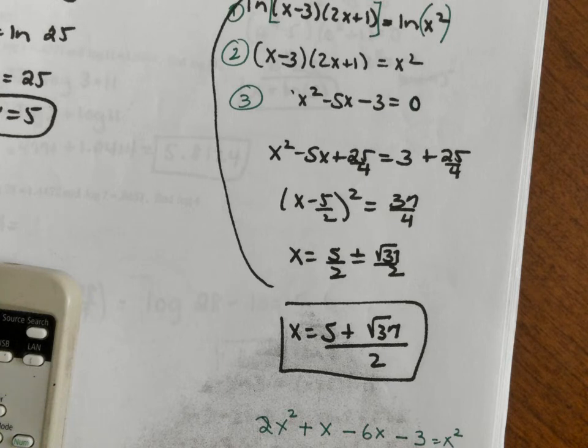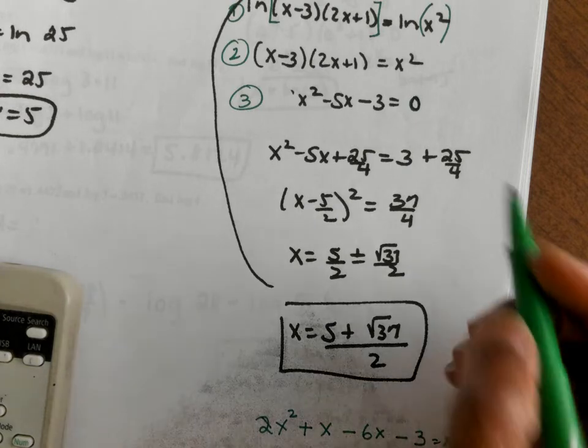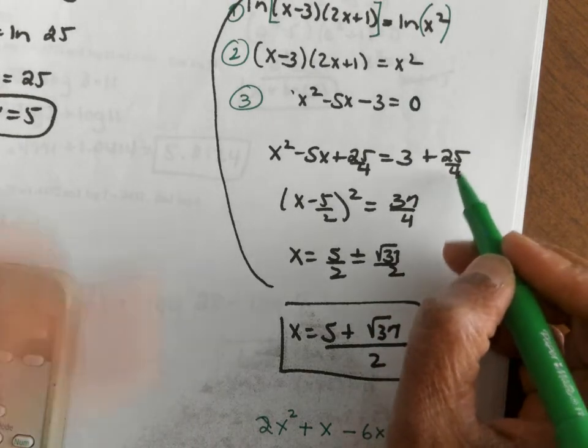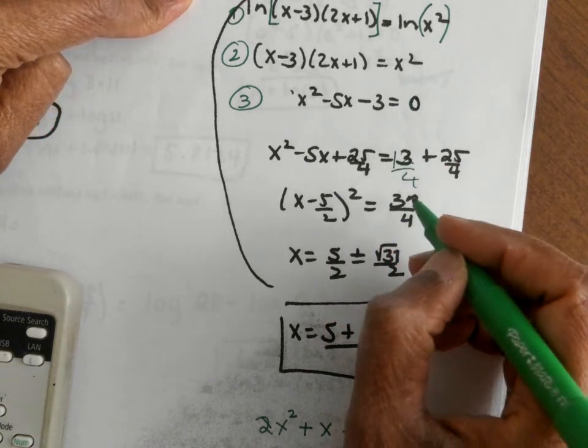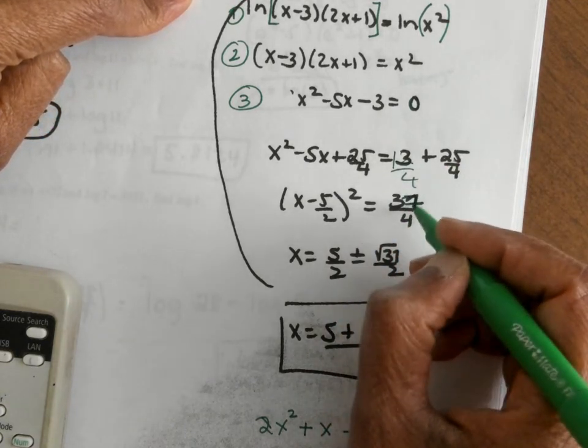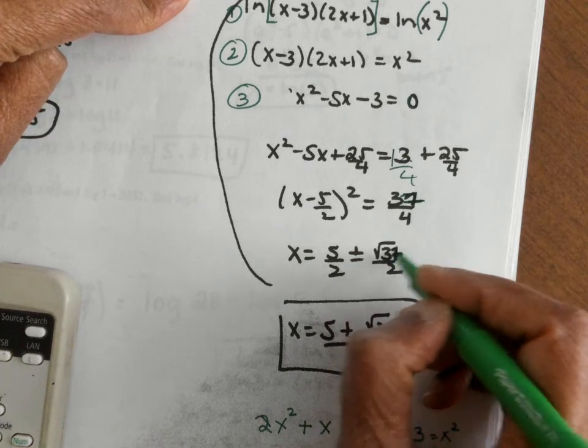Is that 37? 37, yes, this is 37, because by 4, right? So this becomes 12 by 4, so 12 plus 25 is 37. All right, you guys can finish it up.